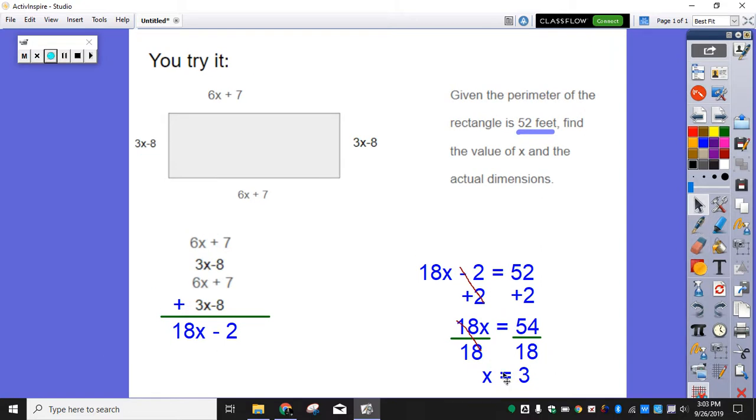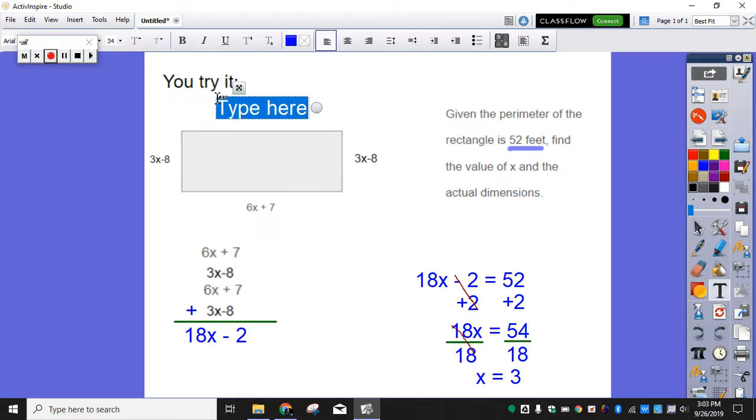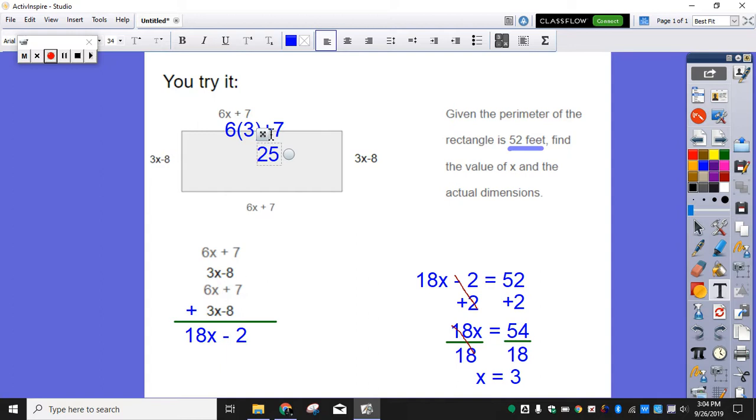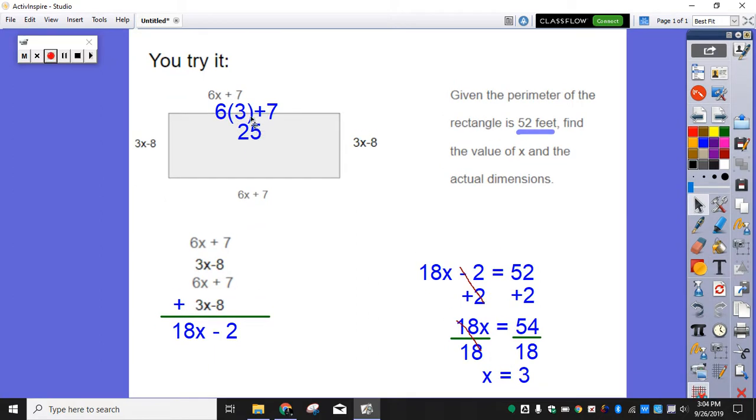But if I go back and think about what that represents, if x equals 3, and each of these sides has an expression with x in it, I can now replace those x's with 3's. And so if I do that for length, 6x would become 6 times 3 plus 7. And then that can be simplified. I can use the order of operations to evaluate. 6 times 3 is 18. 18 plus 7, well, that's 25. So without really knowing exactly why I solved the equation, once I get the equation solved, I now realize that my length is 25 feet.